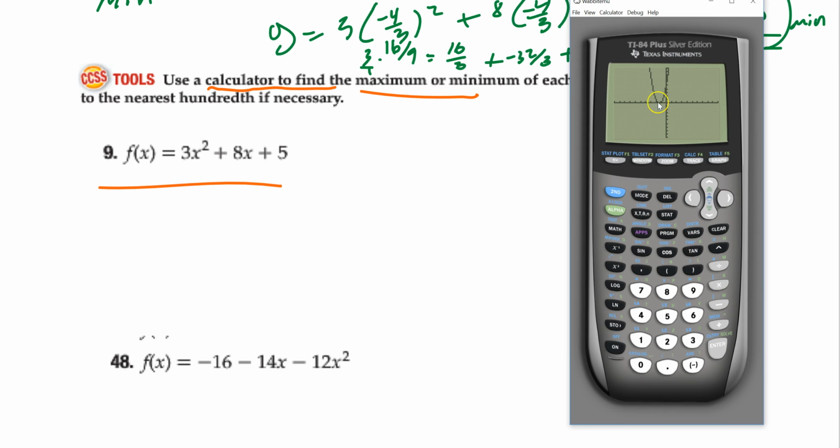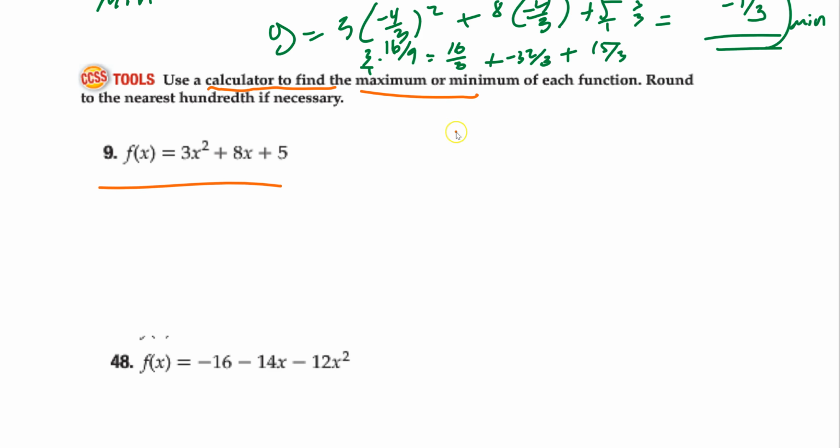Now the min is right here. I'm trying to find the min right there. So how do we do it? Well, we're going to use our favorite button, which is second calculate. Second calculate, so there's value, there's zero, and then there's a min and max. So we're going to find the minimum.